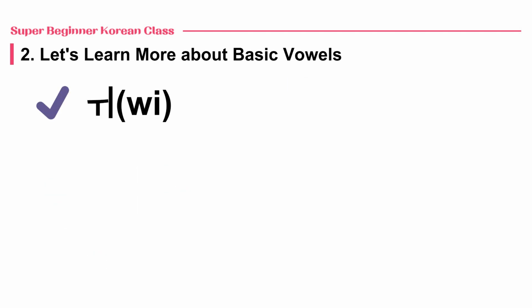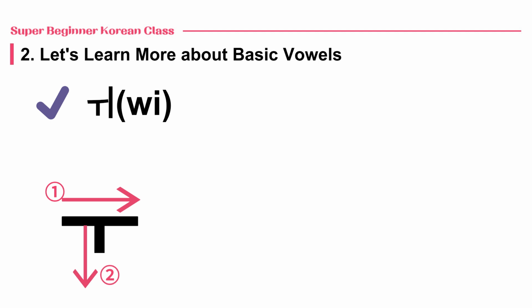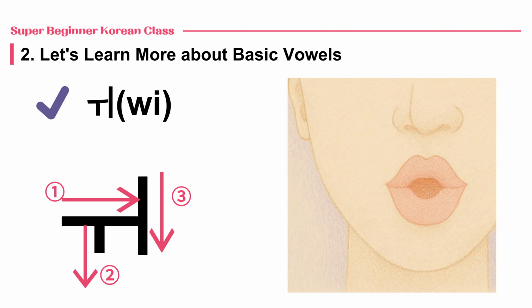Next is we. To write we, draw a horizontal line from left to right, then a short line from top to bottom. After that, a vertical line goes down. Push your lips forward and say the sound like E. Let's try it. We.